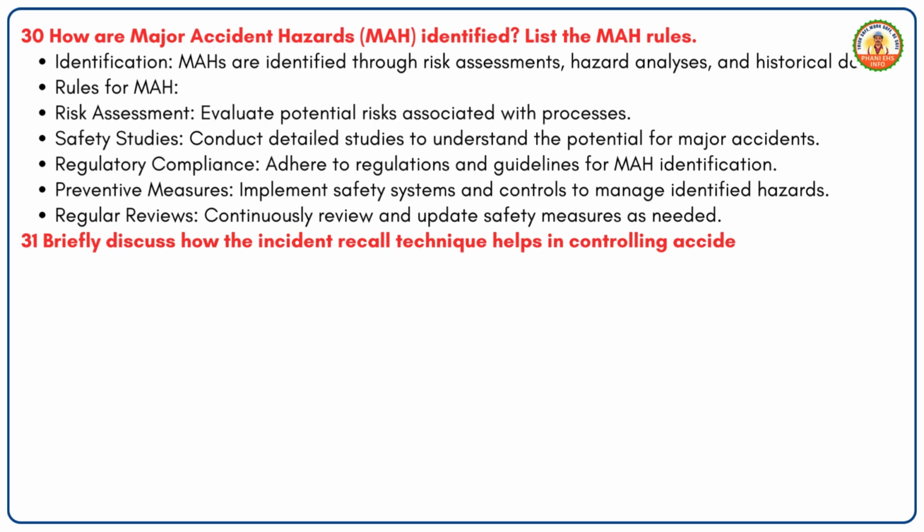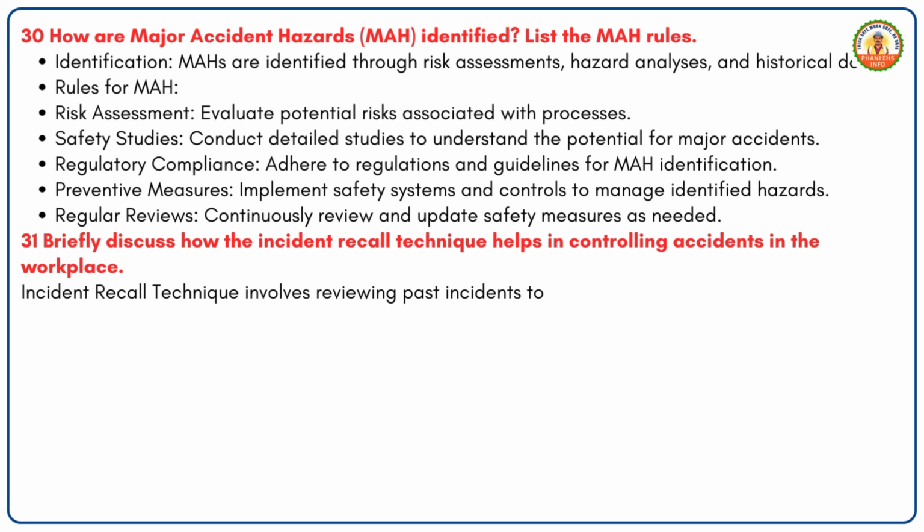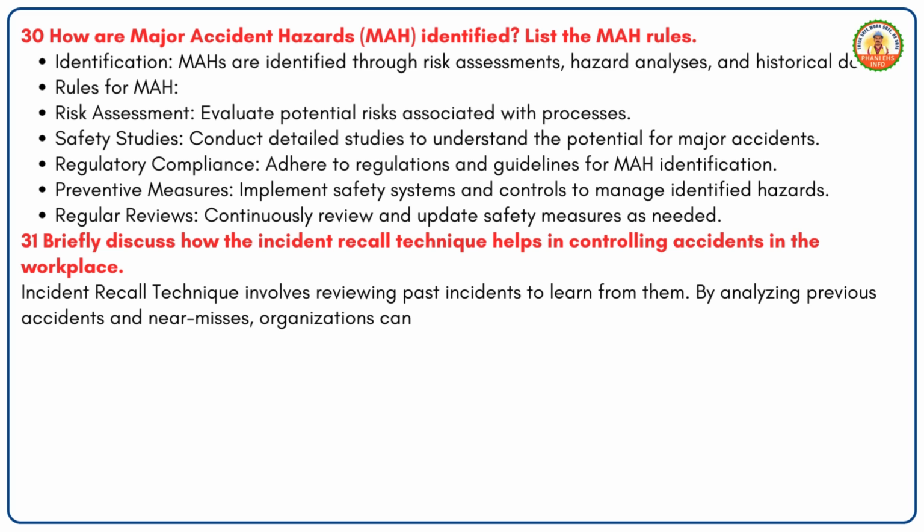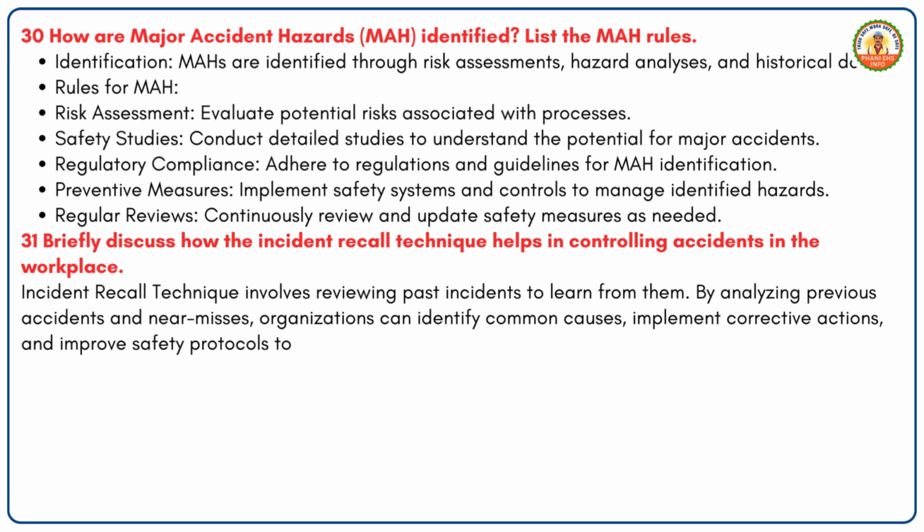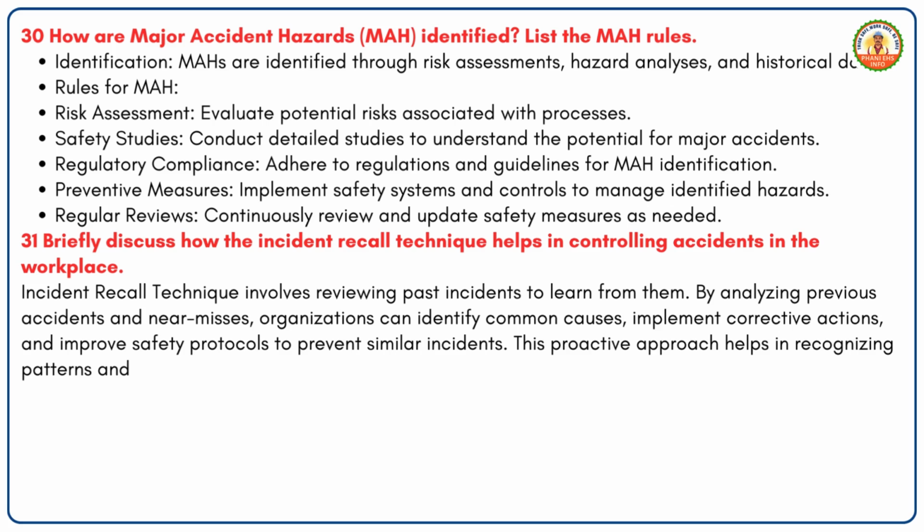31. Briefly discuss how the incident recall technique helps in controlling accidents in the workplace. Incident recall technique involves reviewing past incidents to learn from them. By analyzing previous accidents and near misses, organizations can identify common causes, implement corrective actions, and improve safety protocols to prevent similar incidents. This proactive approach helps in recognizing patterns and reinforcing safety measures.